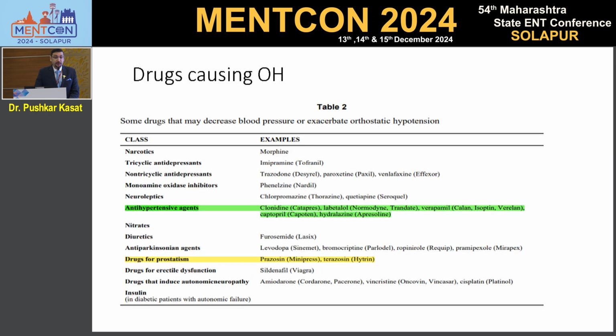Common drugs which cause orthostatic hypotension: we should always take a detailed history of what medications the patient is taking to know whether there could be drugs which may be responsible for the patient's symptoms. Most commonly you will find that antihypertensive agents are responsible for orthostatic hypotension, and the other commonest culprit is alpha blockers, which are used for benign prostatic hypertrophy. It is a very commonly prescribed drug, and it is notorious for causing orthostatic hypotension.